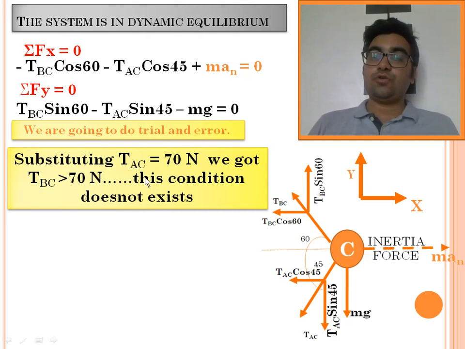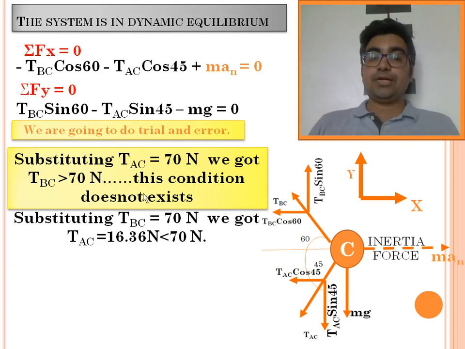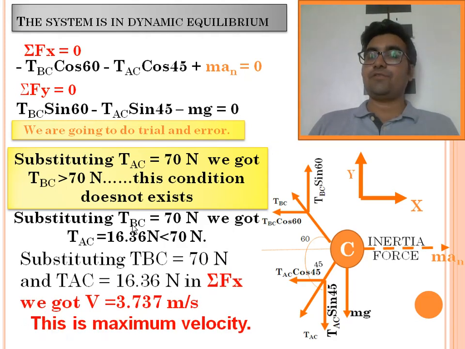What are we going to do? We are going to look for the alternative. What is the alternative? Substitute TBC equals 70 Newton. I substituted TBC equals 70 Newton in this equation and I got the value of TAC as 16.36 Newton, which is less than 70 Newton. So when I substitute these conditions, the given condition is followed. So this condition exists.